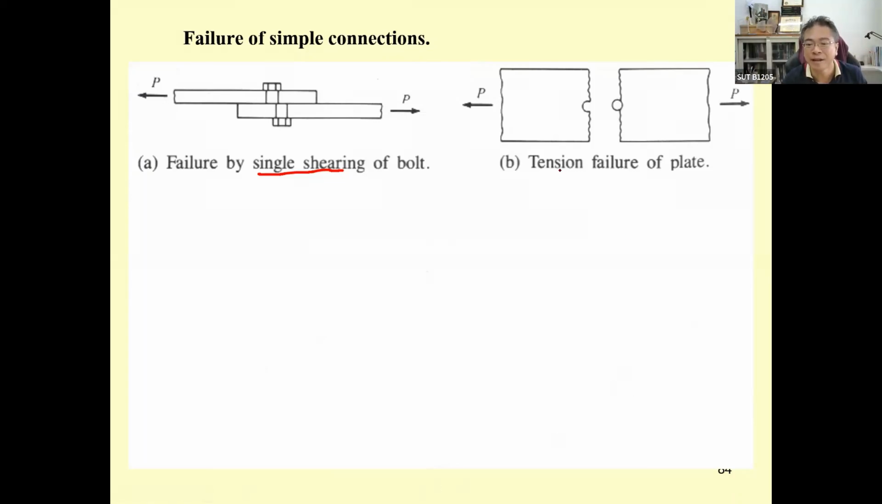This is a different thing. This is going to be tau equal to P over A. That's going to cause the shearing over here. The stress that causes the failure over here is going to be P divided by the area of the plate minus the area of the hole. Just compute the area. I just put the red line over here. Take the area of the hole out.